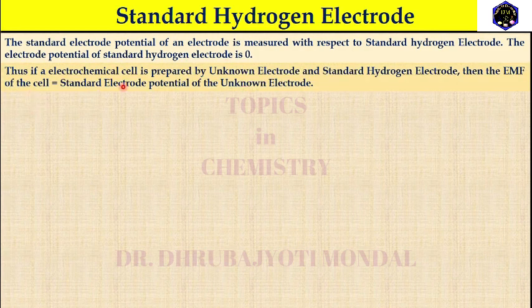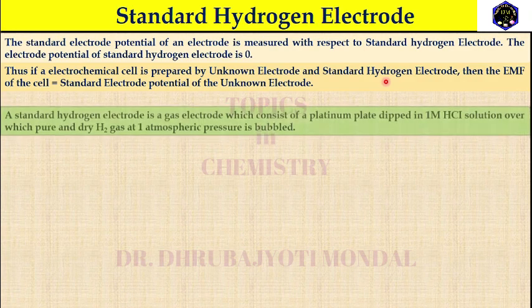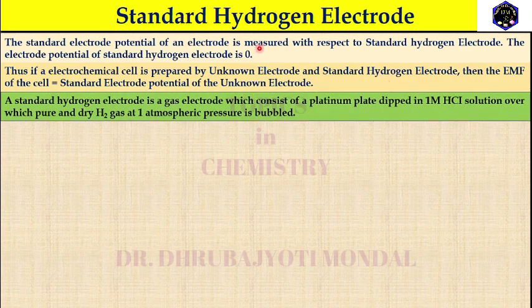Thus, if an electrochemical cell is prepared with an unknown electrode and a standard hydrogen electrode, then the EMF of the cell is equal to the standard electrode potential of the unknown electrode. So why is the EMF of the cell equal to the standard electrode potential of the unknown electrode? Because the electrode potential of the standard hydrogen electrode is 0. Now you have to know what the standard hydrogen electrode is.